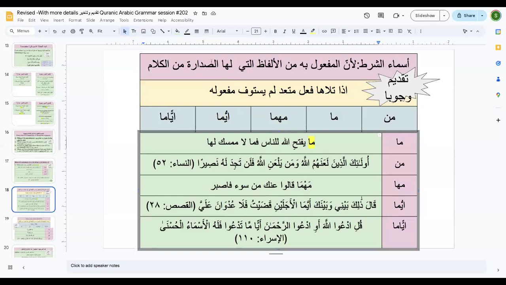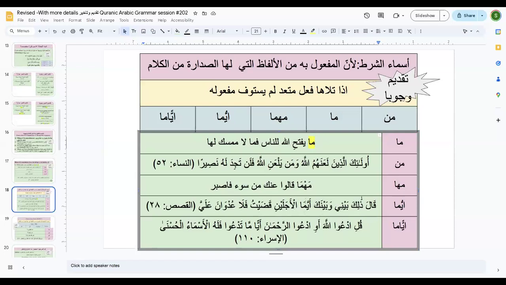It's from the words from them, it is from asma'u sidara. Okay, everyone with me, or you are sleeping, or is it making sense so far? Alhamdulillah. The next example that you have on your screen is qala dhalika baini wa bainak, that is between me and between you. Ayyamal ajalaini qadaitu fala udwana alayhi. Whichever term I complete, then there is no animosity against me.